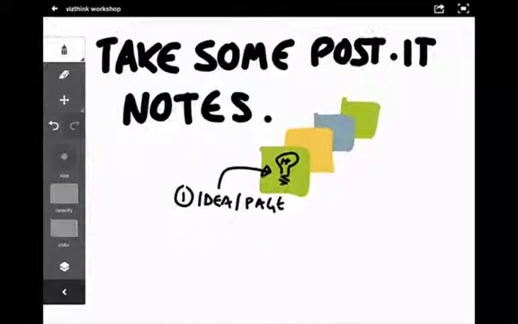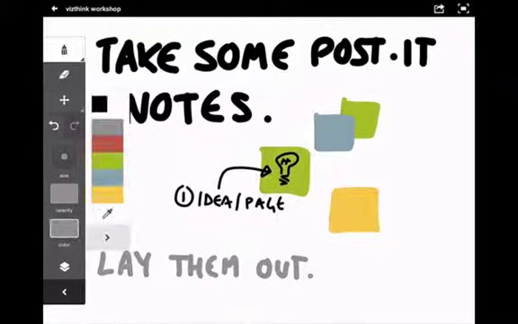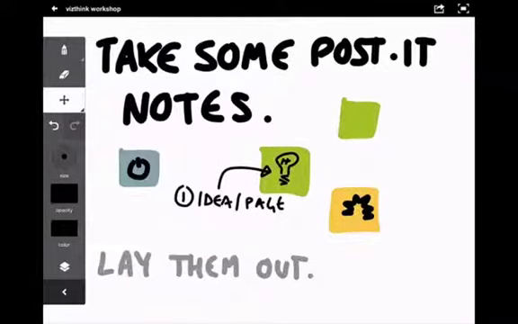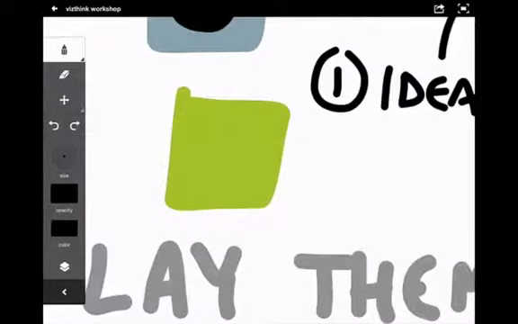Now that you've had a chance to draw one component per Post-it note, you're going to lay them out. So you're going to see how the different components might interact. Does one thing need to be closer to the other because it has a relationship to it? Does it lead to it? Is it related in some way? And this way we start to see how things are interacting.